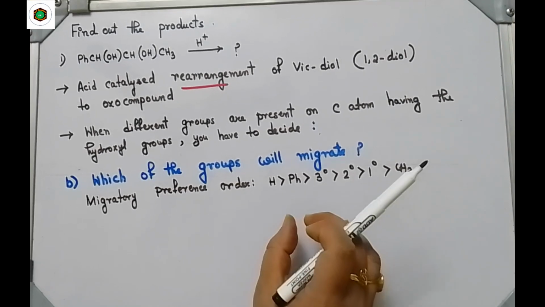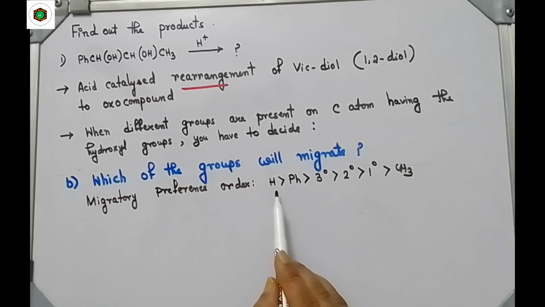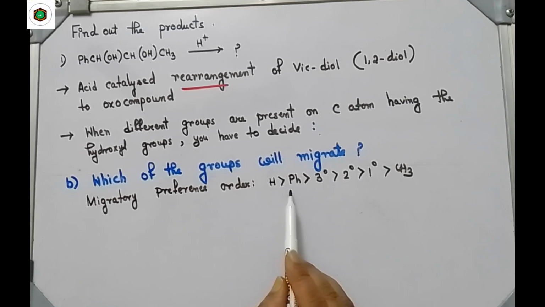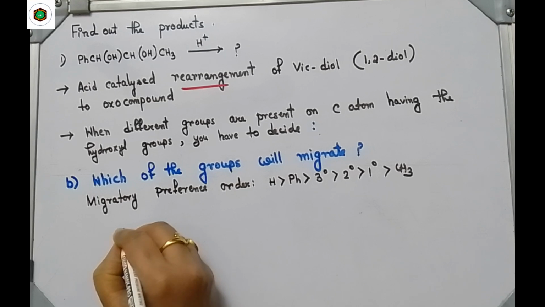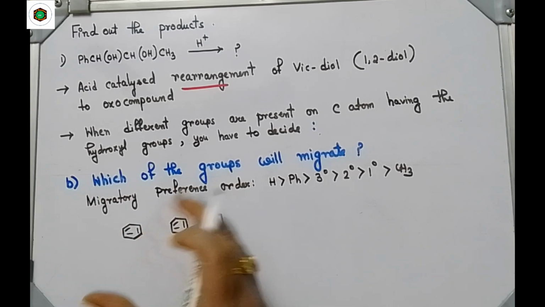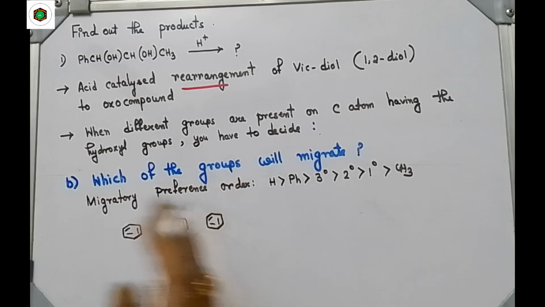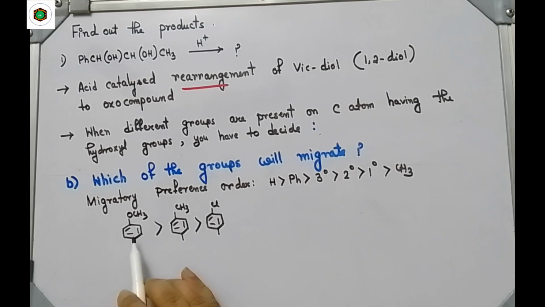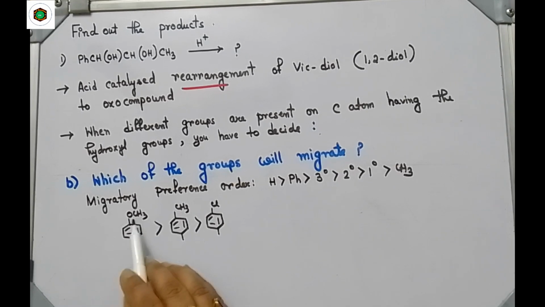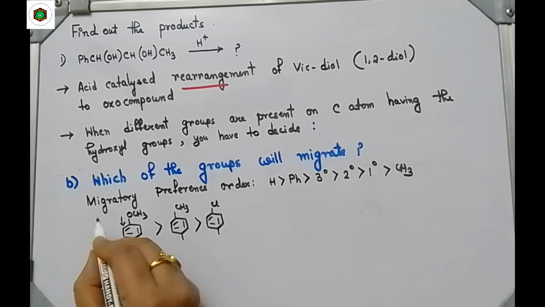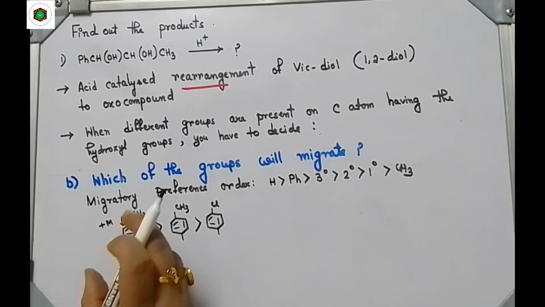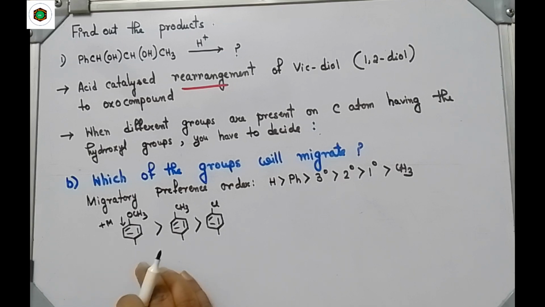Means if you are having hydrogen and phenyl, both the groups, migratory preference of hydrogen is more than phenyl. And if migrating group is having benzene ring, then the benzene ring which is having electron releasing substituent will migrate preferentially. Now see, here benzene ring is having OCH3 group which is electron releasing by plus M effect. So for group having benzene ring, you have to see electron donating ability. So this is having electron donating ability most here. So this is having highest preference.